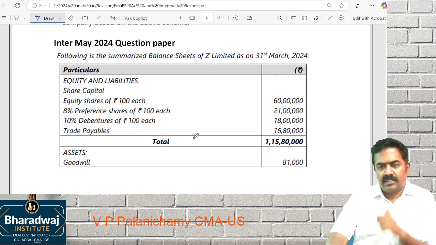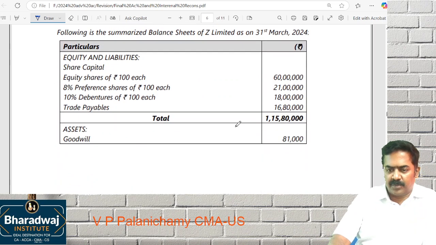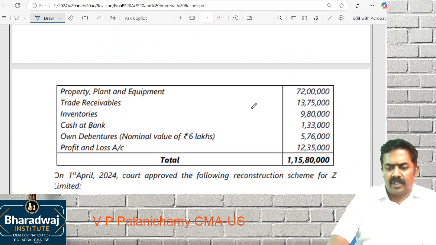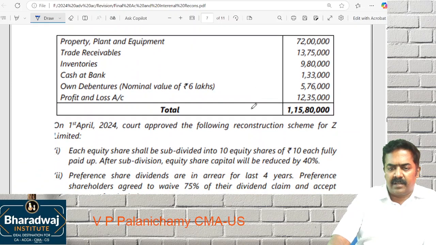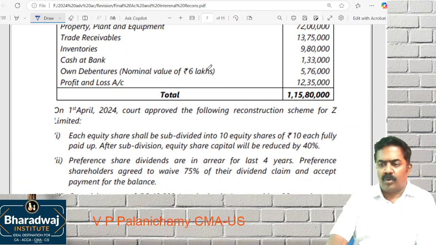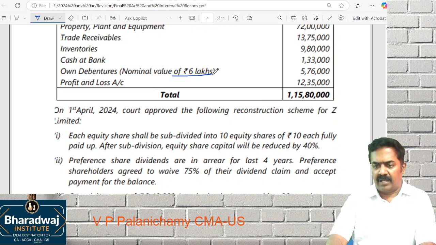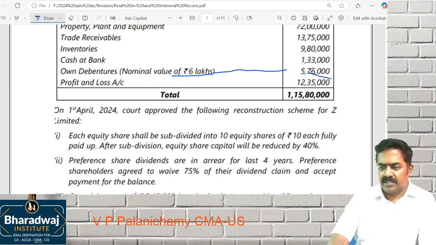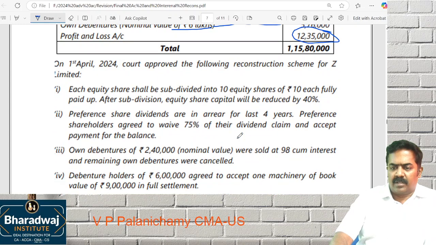This is a May 2024 question paper. Equity shares of 100 each are given, 8% preference shares, 10% debentures and trade payables are given. We are given goodwill, PPE, trade receivables, inventory, cash, and own debentures of nominal value 6 lakhs. Own debentures means our company's own debentures. The P&L account balance is given to us. Equity shareholders will be subdivided into what? 10 shares of 10 each.